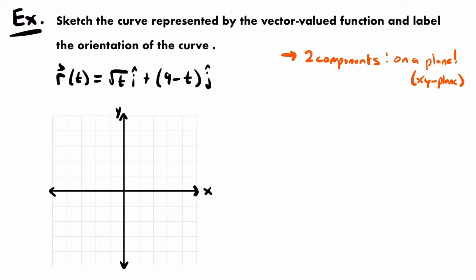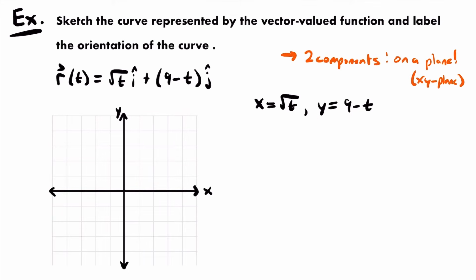But then what we want to do here is start with those guidelines we just went over. The first thing we want to do is identify each of our components. Now we only have two of them here, so we only have to identify two components, but regardless, we should still write them down explicitly. We know that the square root of t is our x component, and 9 minus t is our y component, so let's write that down. We'll have x equals the square root of t, and y equals 9 minus t. Those are our parametric equations from our vector function.